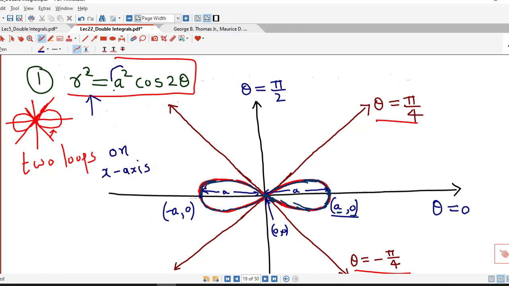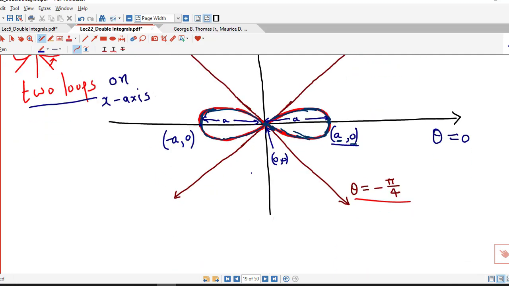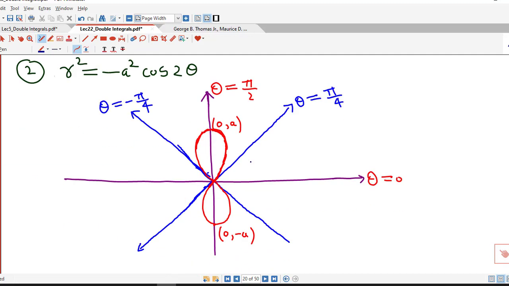Now instead of a square, suppose we have negative of a square, then these two loops will be on y-axis. So that we have sketched here. Suppose I have r square equal to negative of a square cos 2 theta, then my lemniscate is in this way. Both the loops are on y-axis. So this is first loop and this is second loop of the lemniscate.